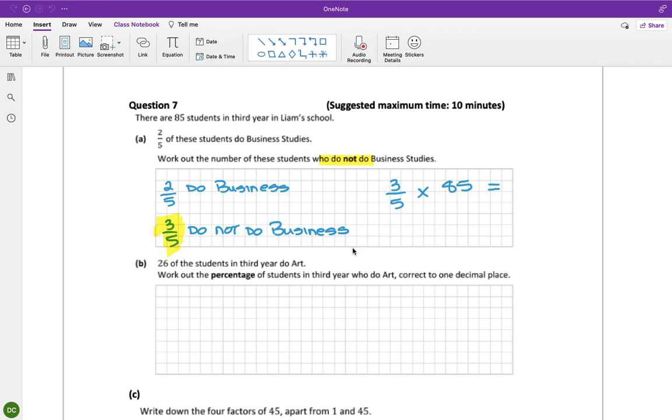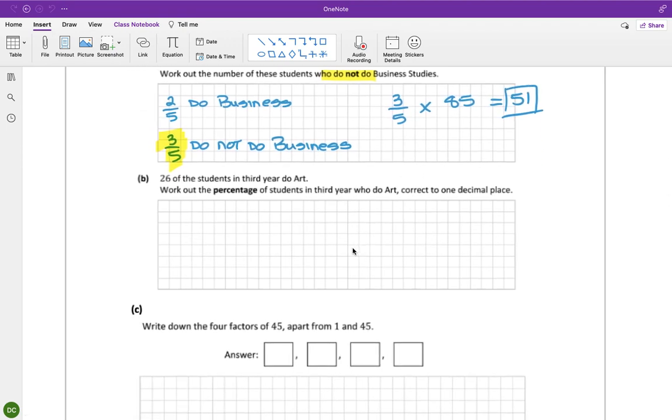Lots of people were trying to do the divisions out, which is fine, but you can use your calculator. So 3/5 multiplied by 85 is 51. Okay, I'll get marks in a sec.